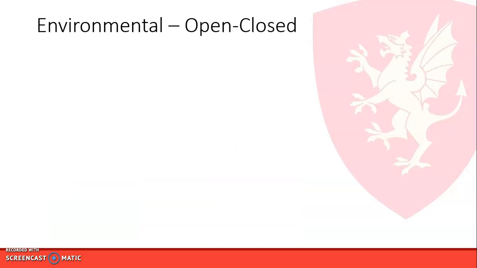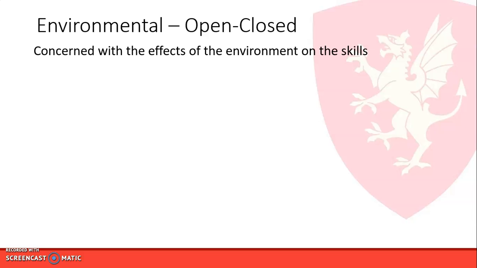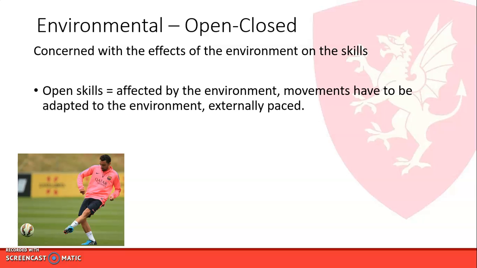The next continuum is environmental, and this refers to open and closed. Effectively, this means the extent to which the environment has an impact on the skill. If the environment has an impact on the skill, it's considered an open skill. So this would be affected by the environment. Movements have to be adapted to the environment, and generally, and we'll talk about what this means in a second, they are externally paced. Which means that in order to perform the skill effectively, it is impacted by the environment, and our movements have to be adapted to it.